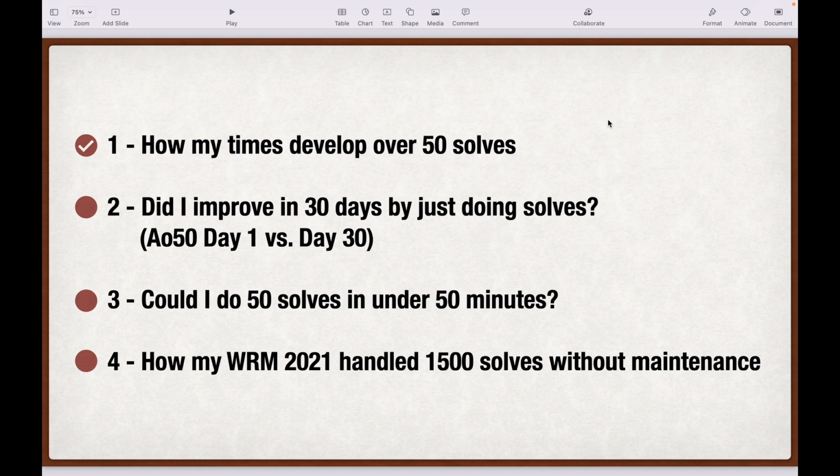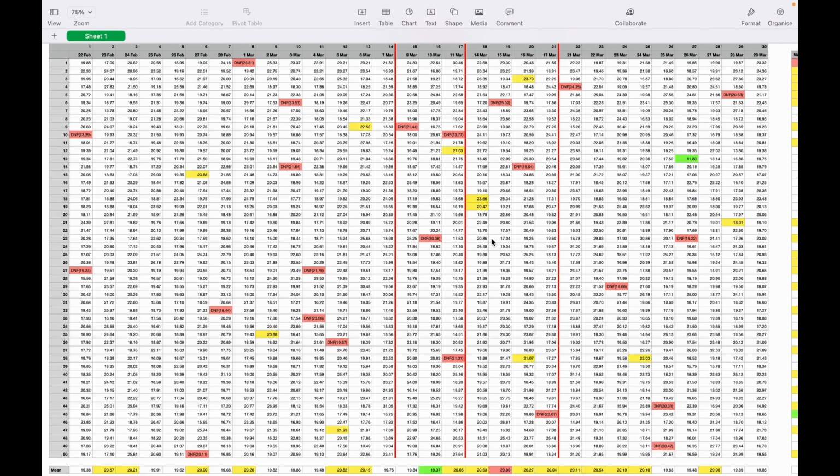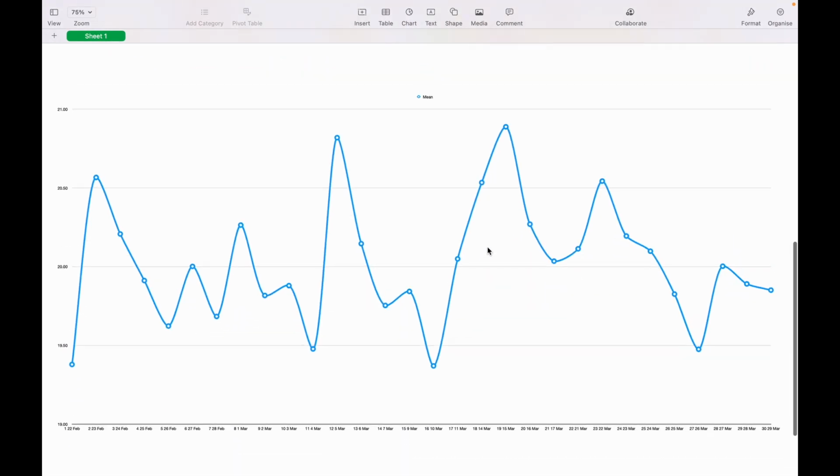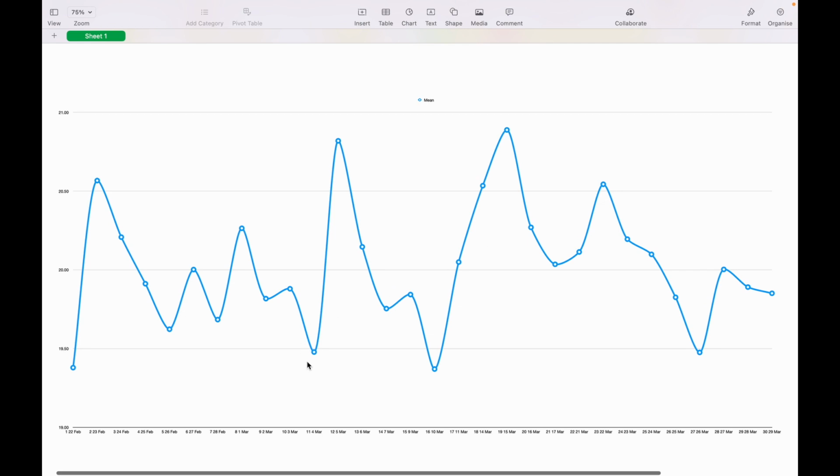Alright, now let's go for the second topic. Did I improve in 30 days just by doing solves? Alright, let's see. Let's go back here to the spreadsheet, and I have this graph. This is the mean by day, not by solve, and it does this curve. So this is the first day, 22nd of February, this is the last day. And the first day is almost the best one, not the best one, because the best one is this one. It was on day 16, so almost in the middle of the experiment.